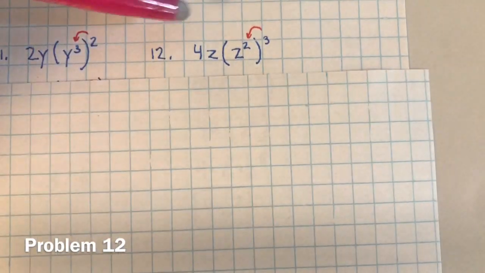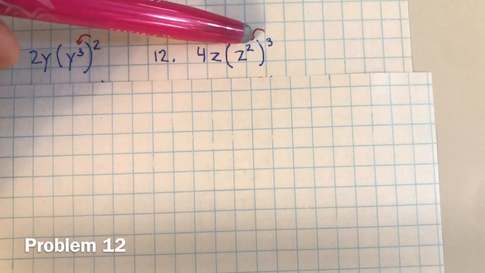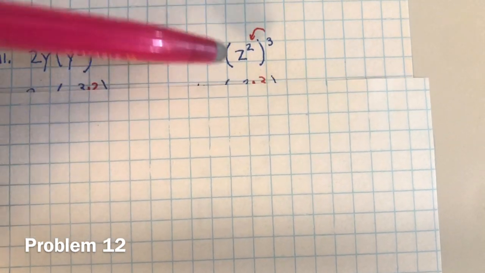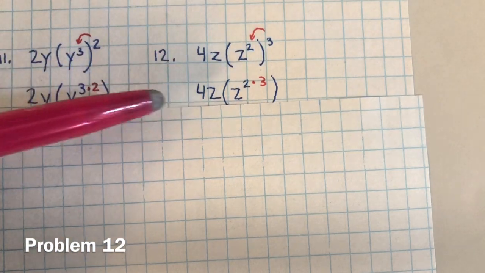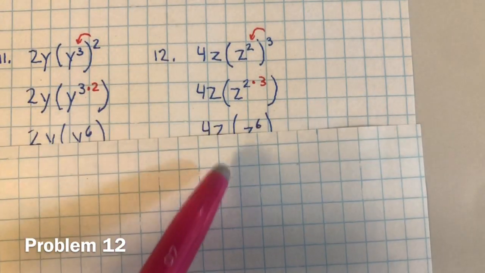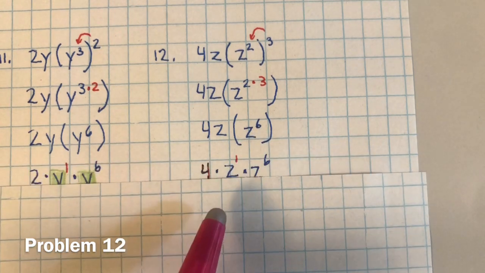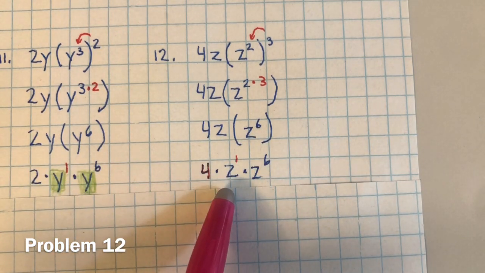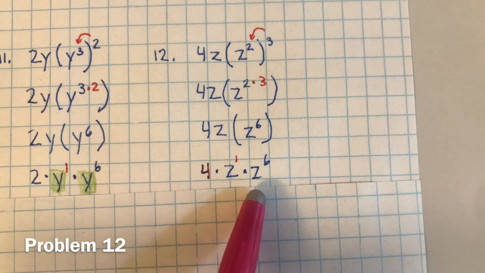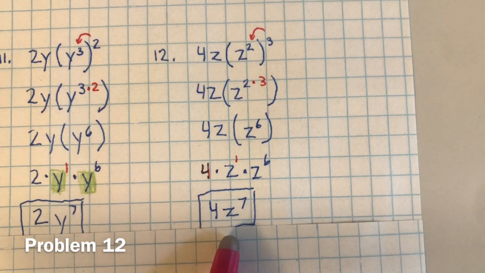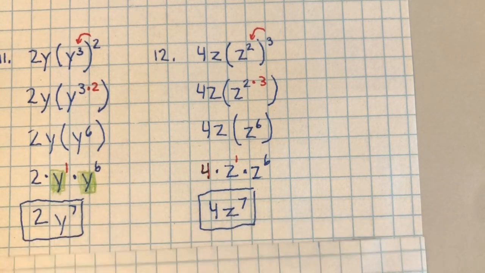Number 12, power raised to a power. We're going to go ahead and multiply 2 to the third power, so that's 2 multiplied by 3. 2 multiplied by 3 is 6, so we have z to the 6th power. And now we can simplify multiplying the exponents with the same base. So 1 plus 6 is 7, so 4z to the 7th power.